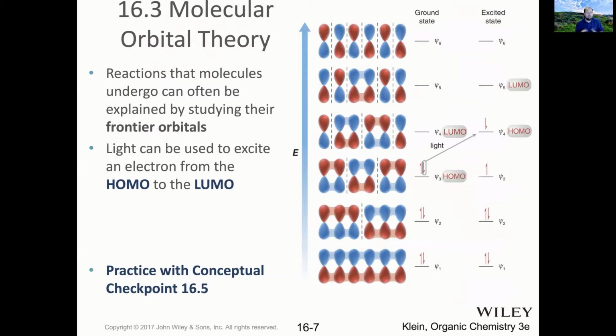Now, why do we delve into this here in organic chemistry? Well, the reason we look at molecular orbital theory in organic chemistry is because it's a useful tool, known as frontier orbital theory. It's a useful tool that helps us understand some reactions. And particularly, we're going to use this with the pericyclic reactions.